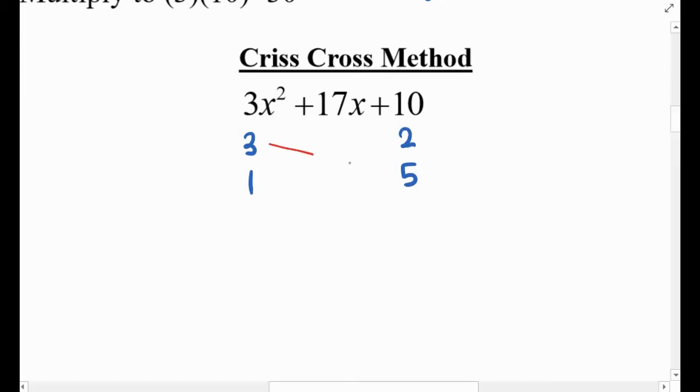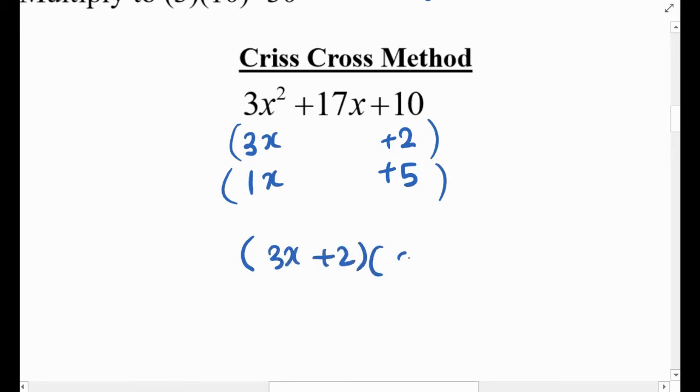And let's do cross multiplication. So 3 times 5 becomes 15. 1 times 2 is 2. Add them up, becomes 17. Therefore, this is the correct pair. So this is positive, positive, and you write x and x. The answer will be (3x plus 2)(1x plus 5).